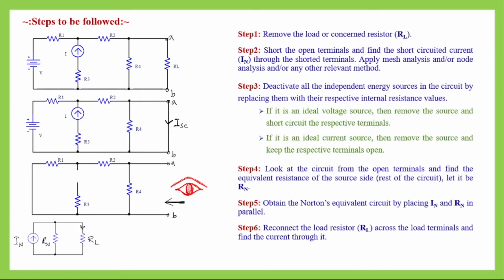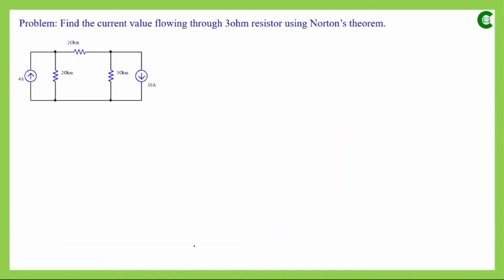Now if we want to find the current which flows through this load resistor, that will be I equal to Rn divided by Rn plus Rl multiplied by the value of the current source, In. So this is the way we can Nortonize a DC network having independent sources. Next we will solve a few numericals by applying Norton's theorem.